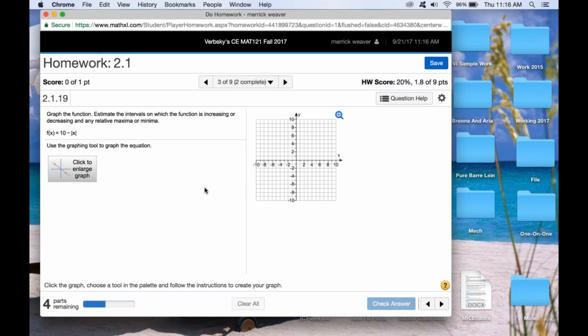To graph the function, estimate the intervals on which the function is increasing or decreasing and any relative maxima or minima. Okay, so we have f of x equals 10 minus, that's like, I don't remember how to verbalize that. This right here, that's absolute value of x.